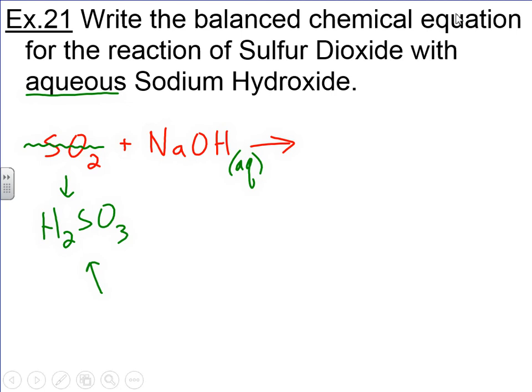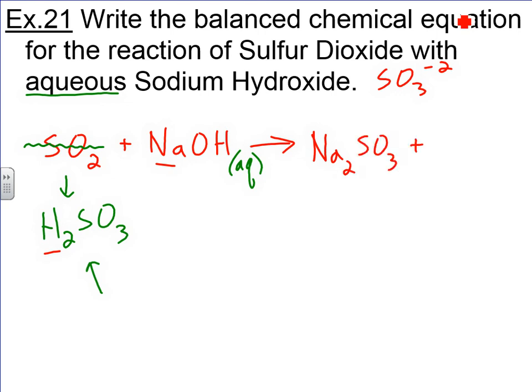And this just gives us a standard double replacement between hydrogen and sodium, and so you get yourself sodium sulfite. This is SO3, sulfite. Now sodium sulfite, SO3 has a -2 charge, just like sulfate does. So you get yourself Na2SO3. And the other product is HOH, which is good old H2O.